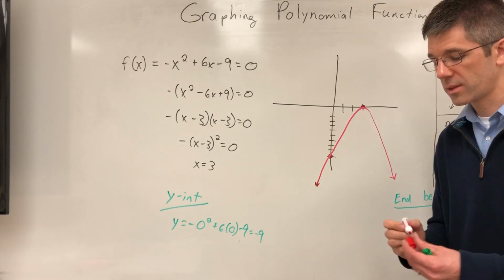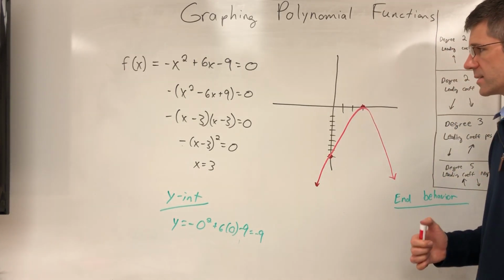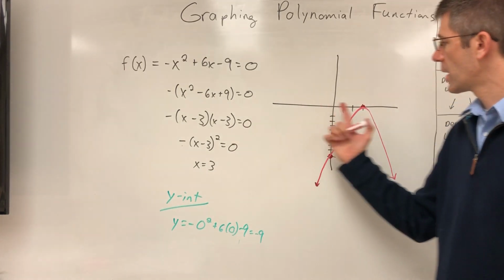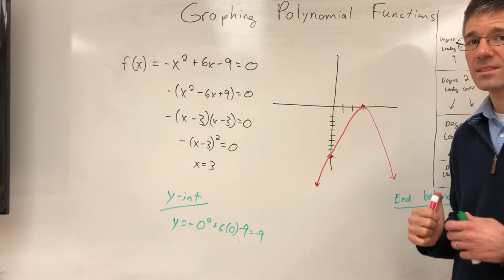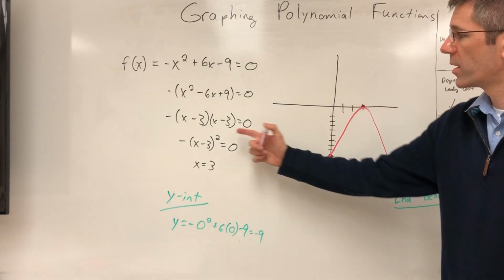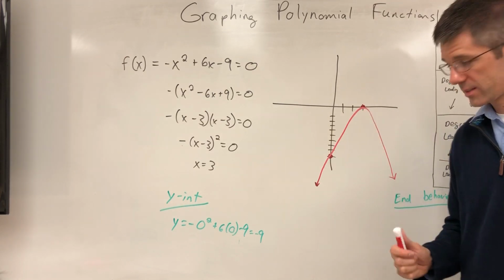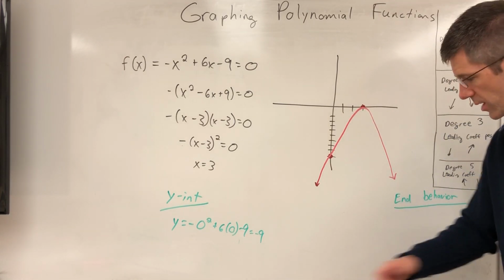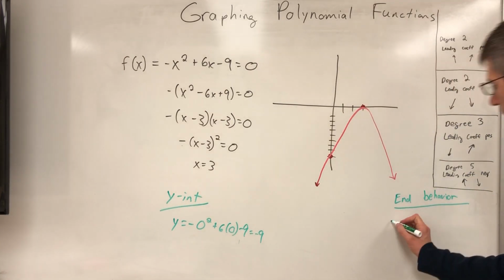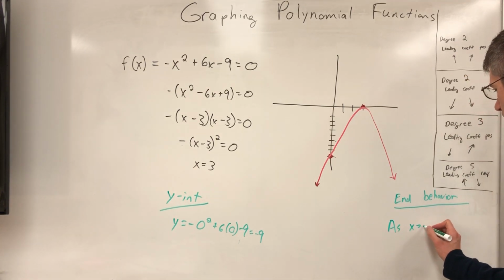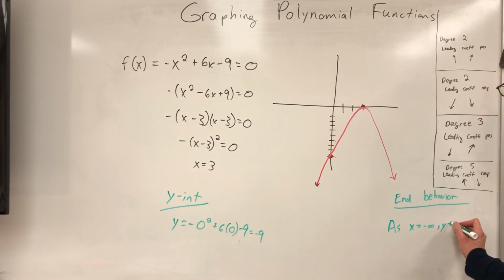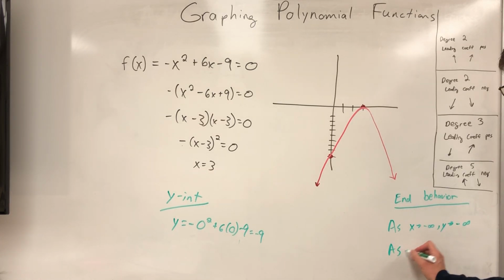So here's the big idea with this one. The big idea is if I have a double root, it bounces off. We will revisit this idea in another lesson, but if I have a double root, it bounces off the x-axis. All right, let's do end behavior. As x approaches negative infinity, y approaches, it's going down, negative infinity. As x approaches positive infinity, y is going down, so y approaches negative infinity.